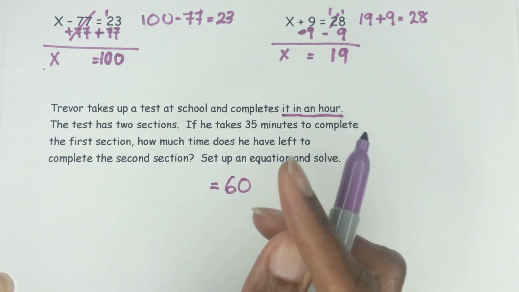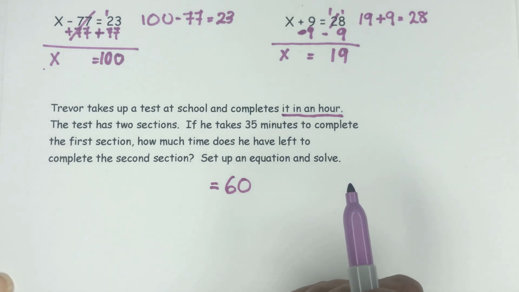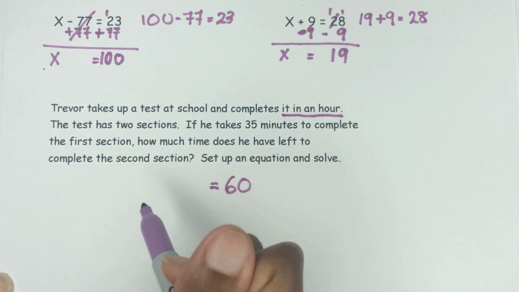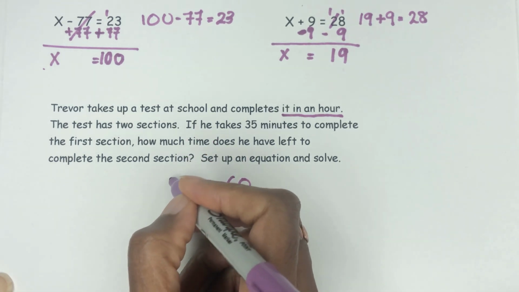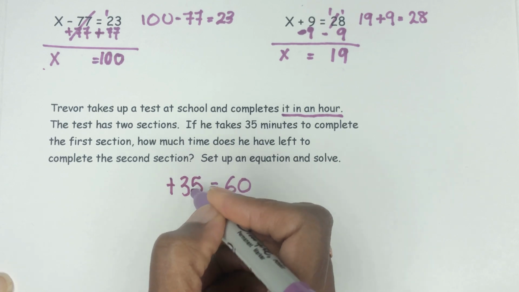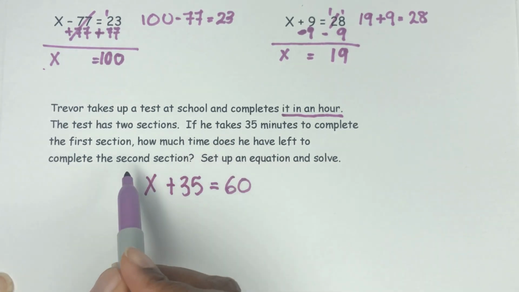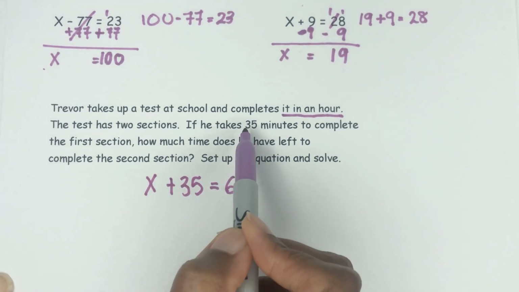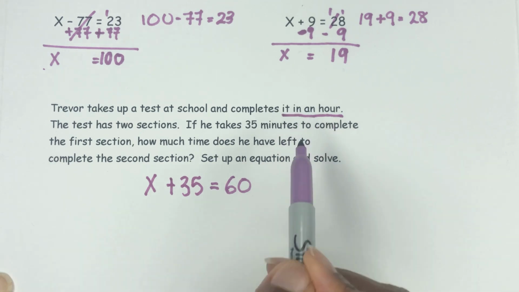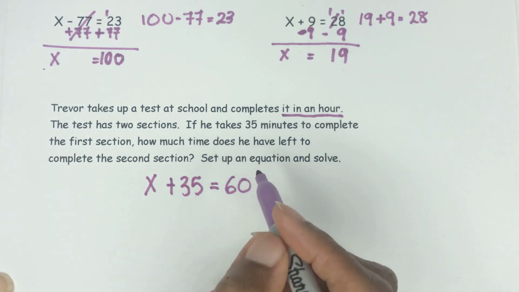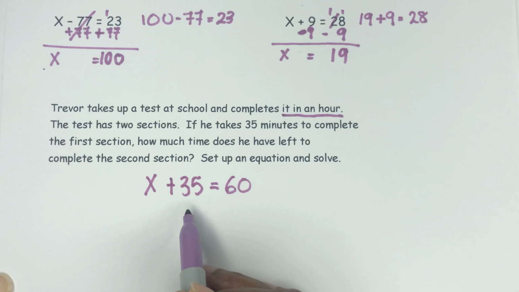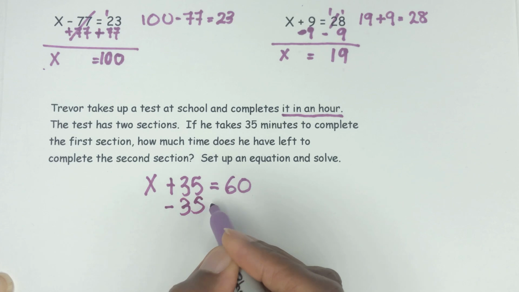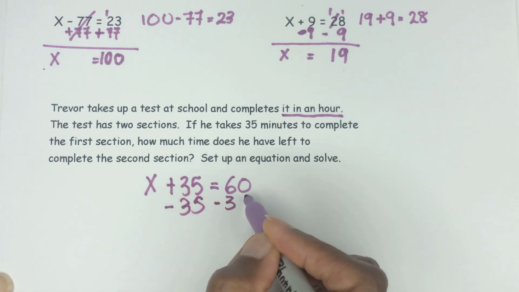Right? So usually what you would do with your equations, you do a subtraction, which is what we're going to do. But in order to do that, you have to set up the positive, which is going to be a plus. So it's going to be the X, which we don't know, which is how much time he has left to do the second section, plus the 35 is going to give him the total of 60. So then we know now that we're going to do the opposite operation to get the X by itself. So we're going to minus the 35 on this side. Same thing on the other side, minus 35.